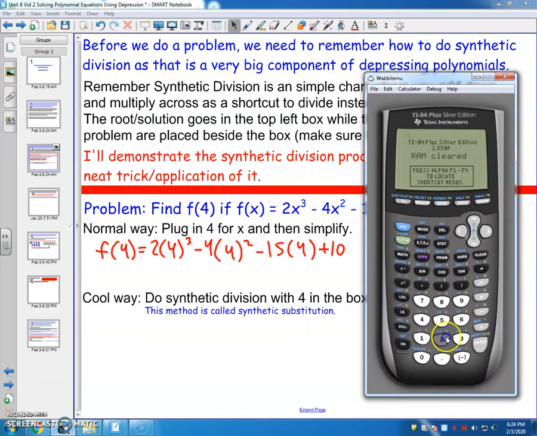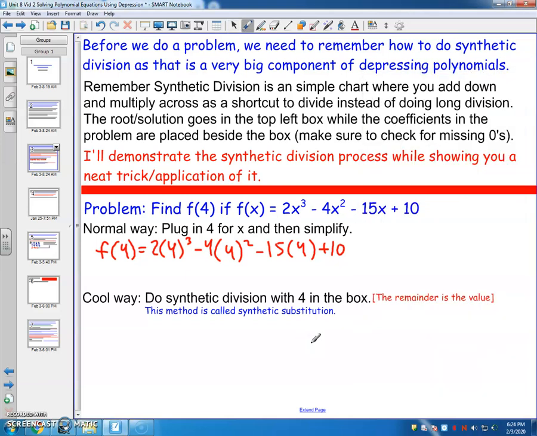So I'm going to type 2 parentheses 4 to the third power minus 4 parentheses 4 squared minus 15 parentheses 4 plus 10. Final answer is 14. So we know f of 4 is 14. So when x is 4, y is 14. That's the point on that graph.